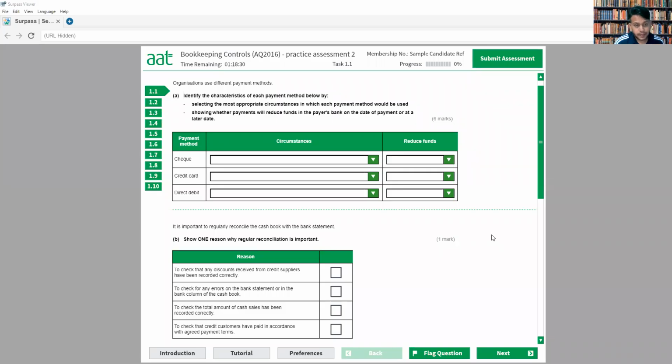Hello everyone, and today we're going to practice the bookkeeping control, and that will be practice assessment 2 from the AAT website. So today we're going to practice our assessment 2 from the AAT website, and that's for the bookkeeping control for the level 2. And this paper is quite straightforward.